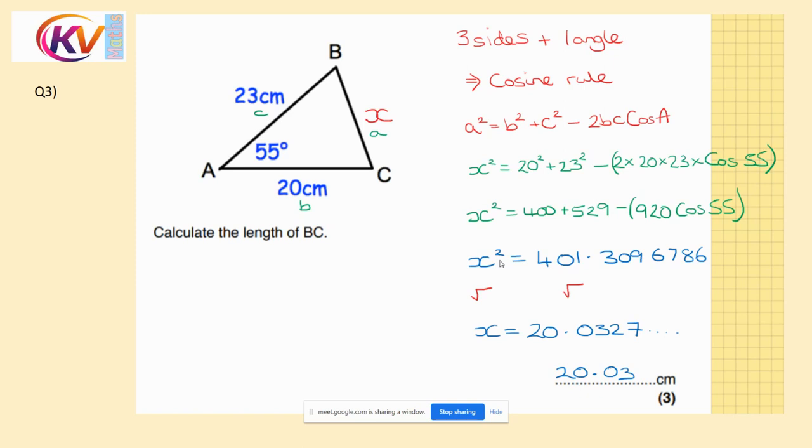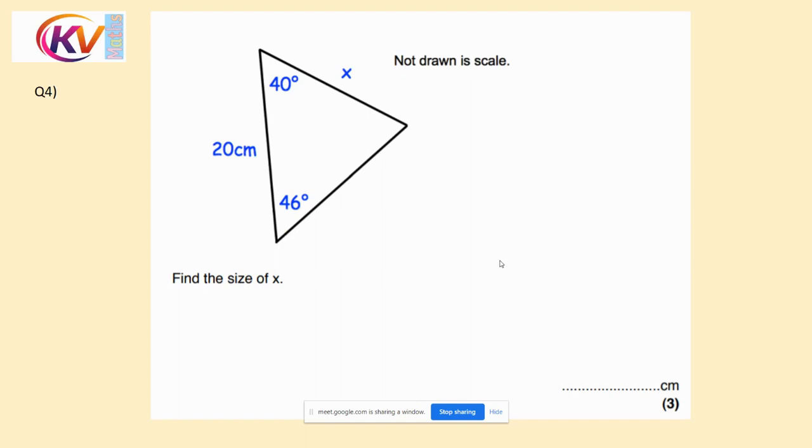Anyone got any questions at this point? Okay, right, we'll have a look at question 4 then. Again, I'll give you a couple of minutes to have a look at this one and get as far as you can for me.